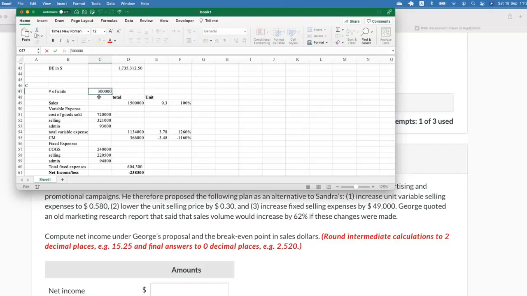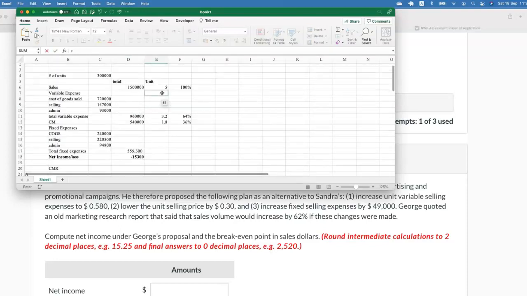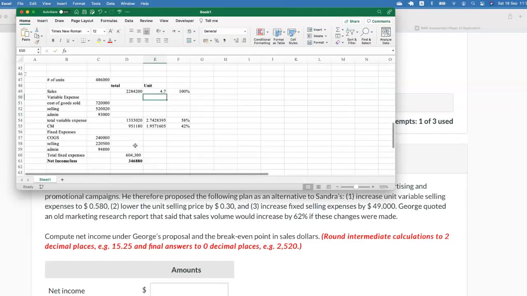Yeah, you do. Your sales volume went up. I think you have to multiply it by 1.62. Then I will have a new sales, this one times 0.3. But I have negative contribution margin. Are you multiplying that with the new selling price? Check that formula. Wait, I did something wrong. It's 5 minus 0.3. Now it makes sense.